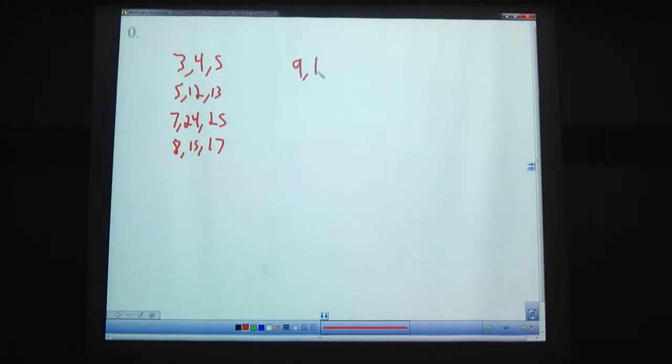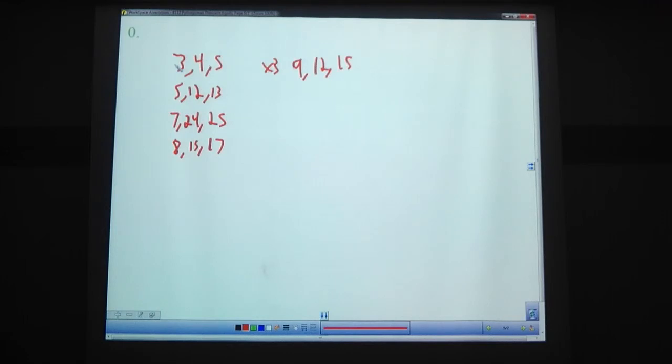The 9, 12, 15 that we just saw, that's actually the same as this one, but tripled. If you multiply it by 3, it gives you this. 3 times 3, 9, 4 times 3, 12, 5 times 3, 15. If you take any triple and multiply all three numbers by the same thing, then you get a new triple. Now, it has to be multiplied by the same thing.